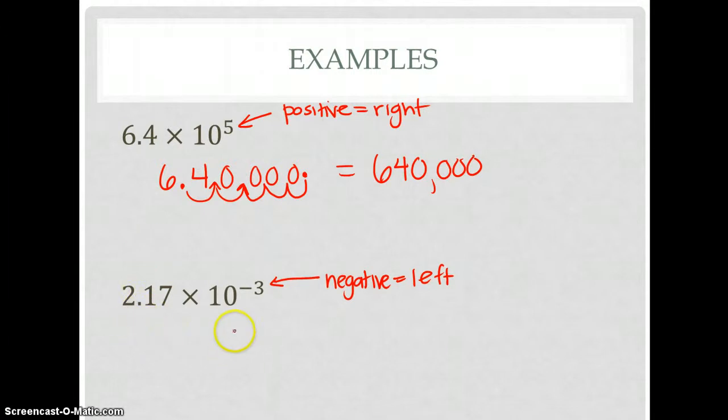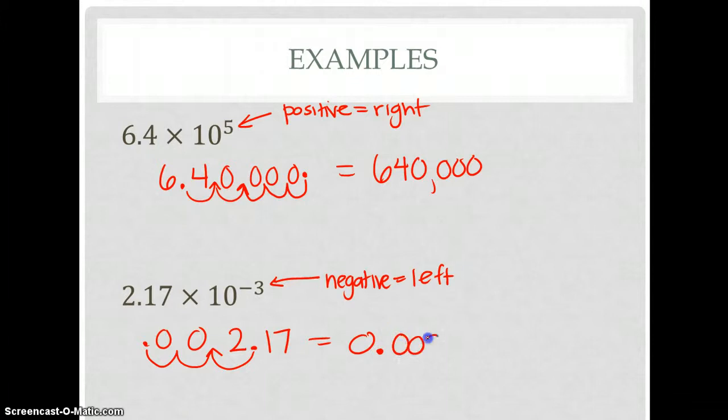If we want to express a smaller number, 2.17, 10 to the negative third means move that. Basically, you're dividing by 10 every time. You're going to move that decimal place to the left 3 times. And blank spaces get filled in with zeros. So this is 0.00217. Make sure you count those zeros carefully.